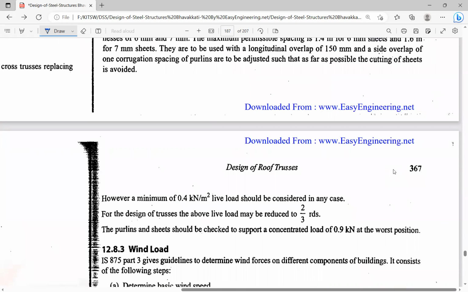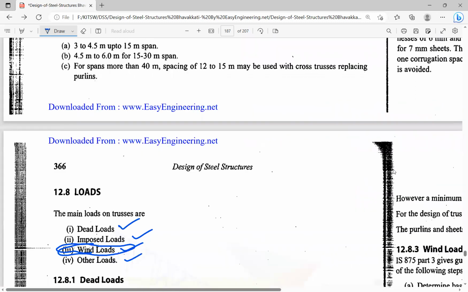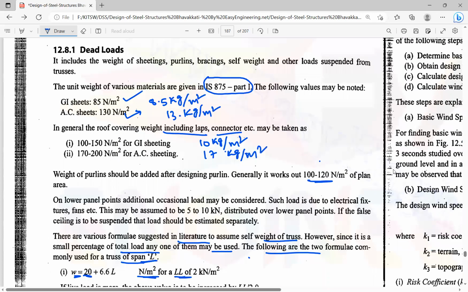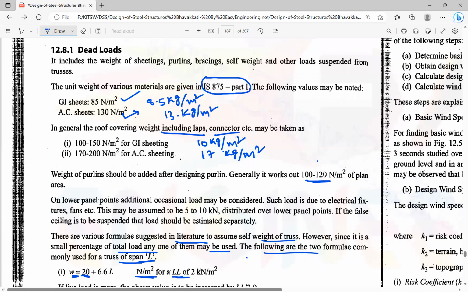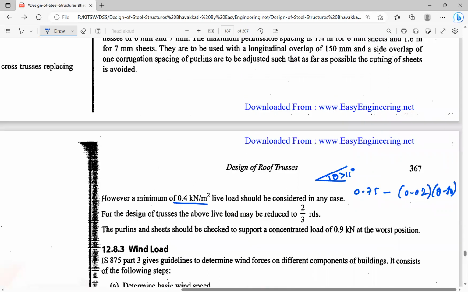However, we have just seen the live load when the slope is greater than 10 degrees: 0.75 minus 0.02 into theta minus 10. This is the formula. In this formula, if the value is less than 0.4 kilonewton per meter square, we have to consider this minimum value for any case. You have to consider 0.4 kilonewton per meter square.